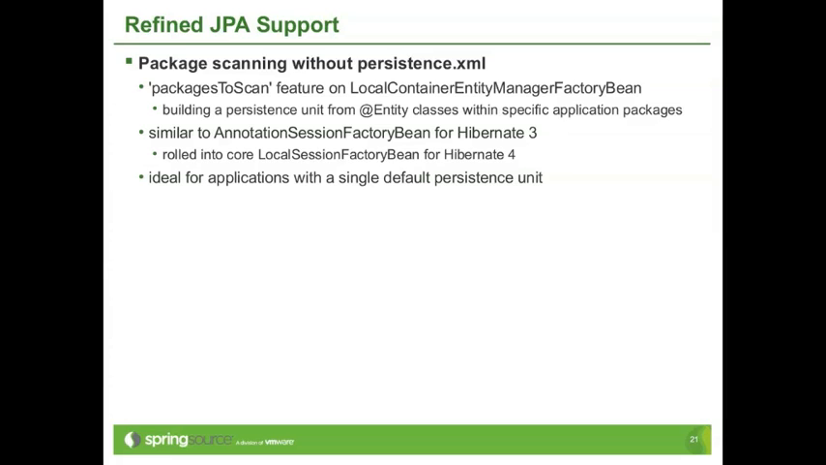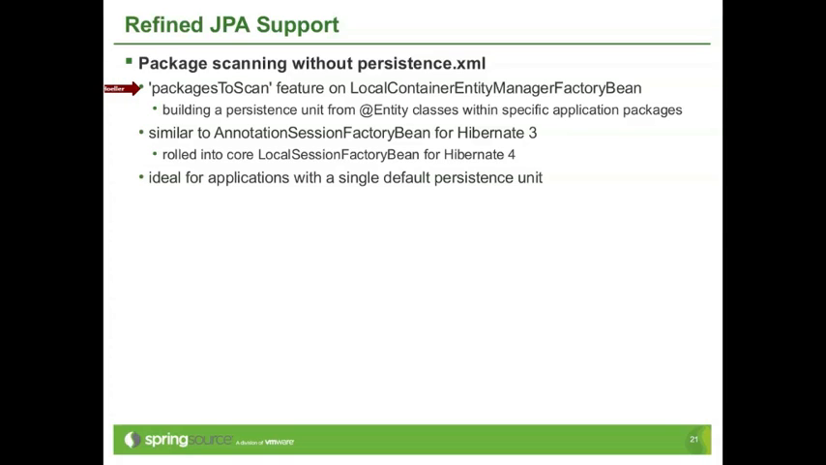In standard JPA, you have to have persistence.xml. Basically, JPA identifies a persistence unit through the persistence.xml file. In Spring 3.1, we provide a mechanism to build a default JPA persistence unit from a selection of packages that you specify.